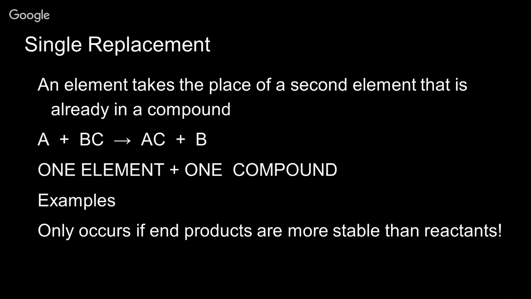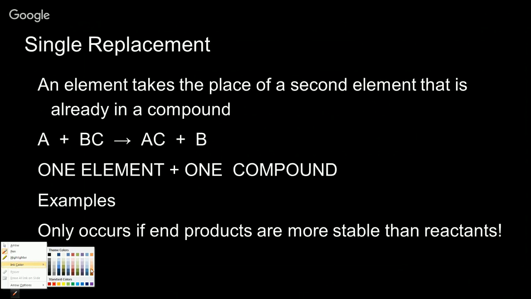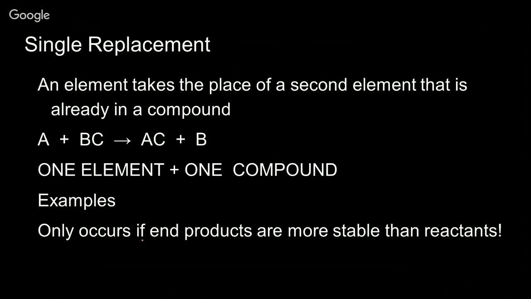So to review, single replacement is a reaction in which an element takes the place of a second element that is already in the compound. So we have an element, for example, A, and it is going to replace B in the next compound. And so what we get is a new compound and a new element. As this says here, what we see on both sides of the equation is one element and one compound, but note that the element and the compound in question are different on either side of the reaction.